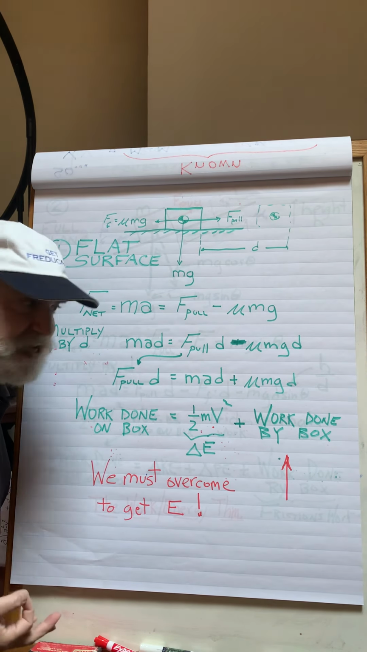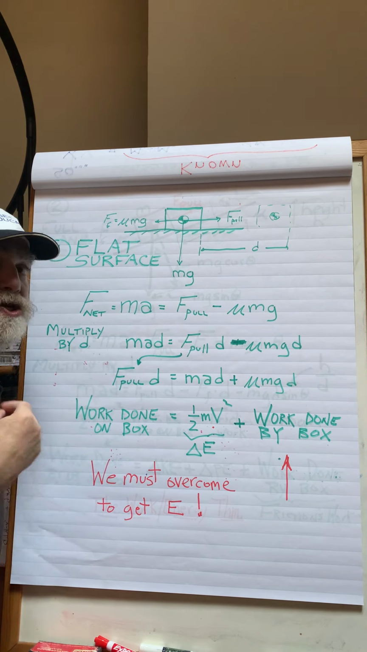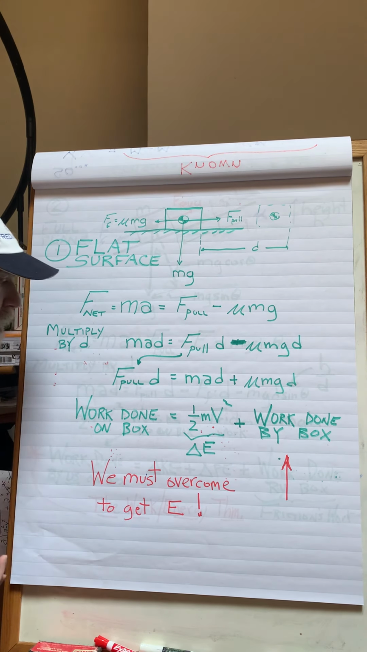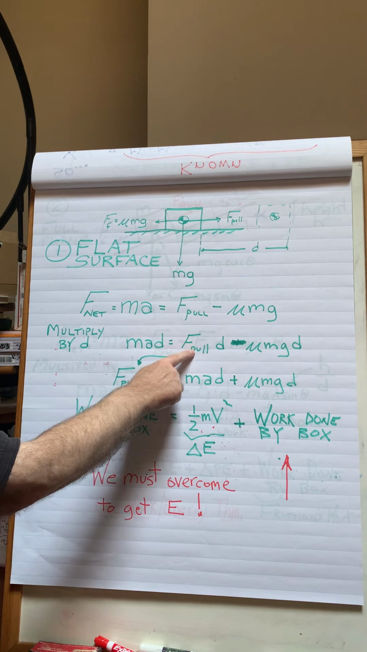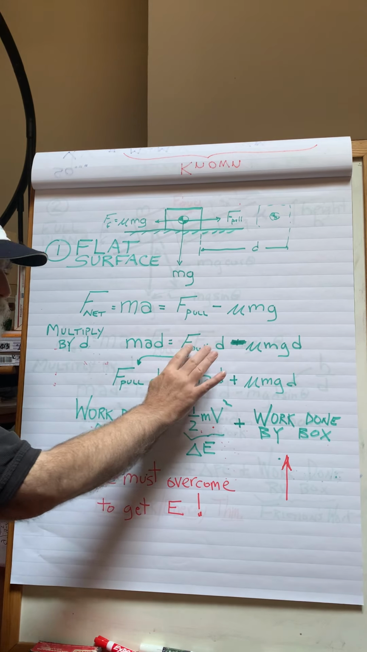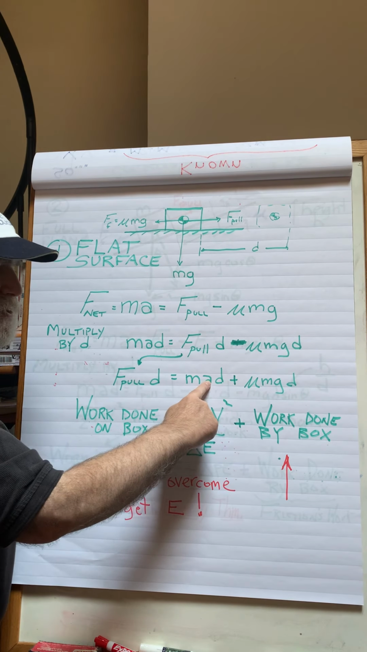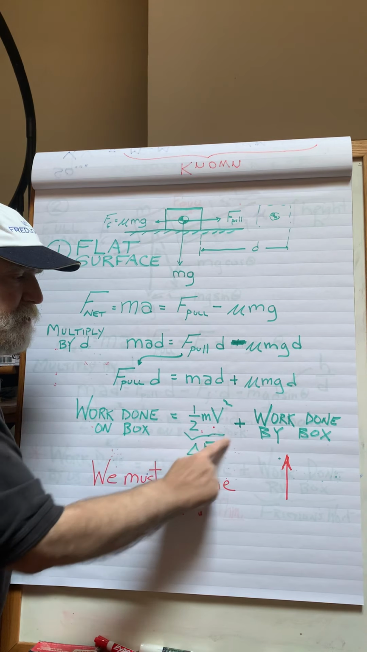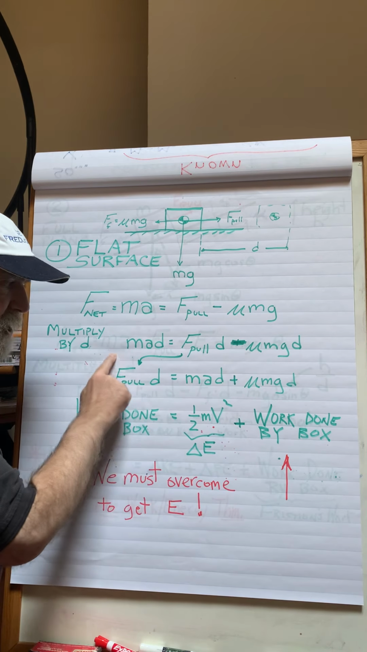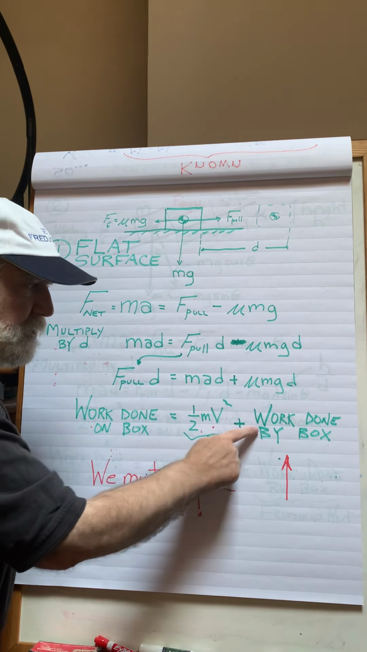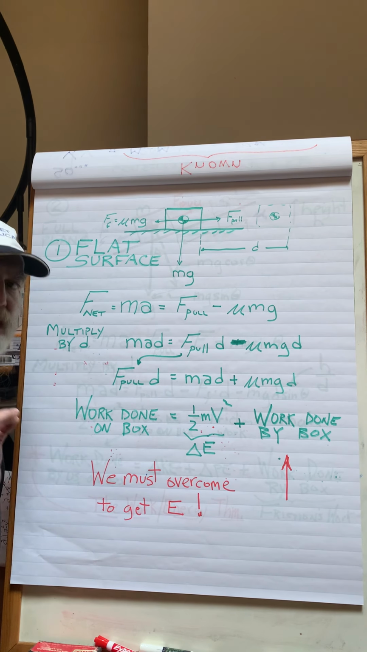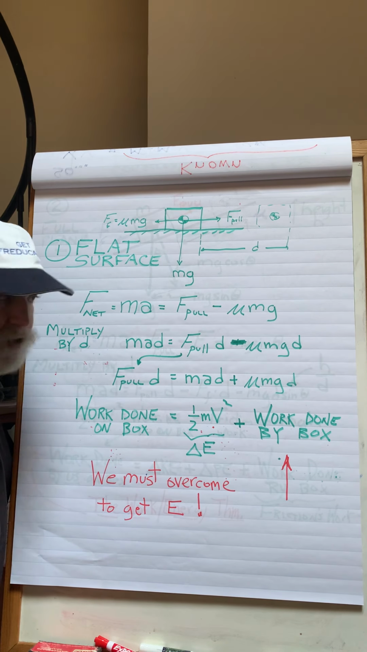So F pull minus the friction force is ma. Let's multiply through by d, because what is force times distance? We talked about it. Force in the direction of motion times the distance is work. So F pull times d, that's us doing work. Work done on the box by us is mad, which we know is 1/2 mv squared, the change in kinetic energy from 0 to v, plus, because we're moving this to the other side of the equation, so the minus becomes a plus, work done by the box, which is always friction. The work done by an object will always be friction.